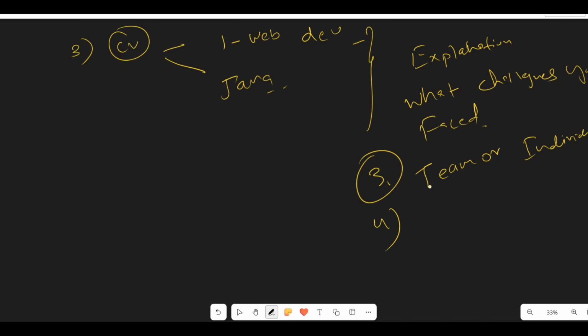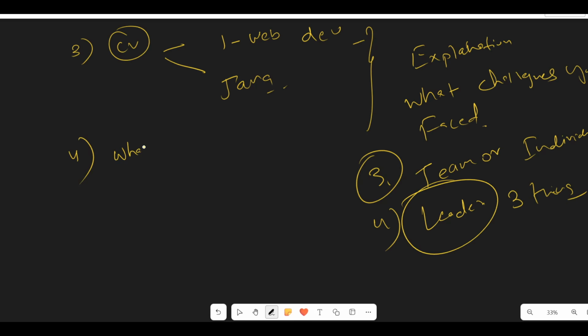Suppose you are the leader of a project, what are the 3 things which you will take care of? These 3 things were asked. Then they asked what is SDLC, software development lifecycle, because in one of her projects she mentioned she followed the process of SDLC. That's why they asked about SDLC also.